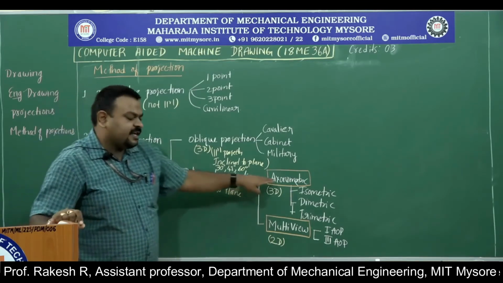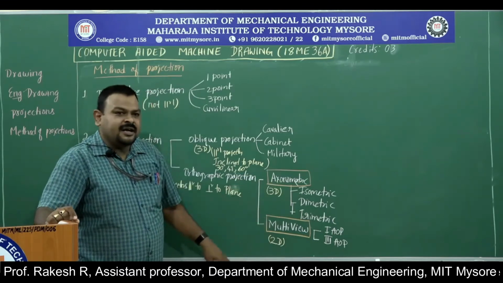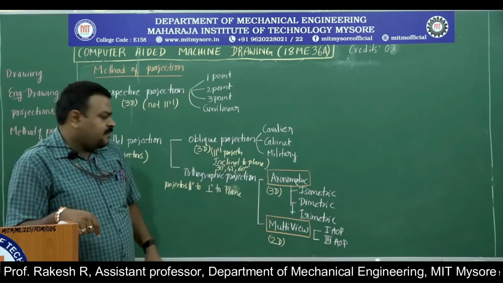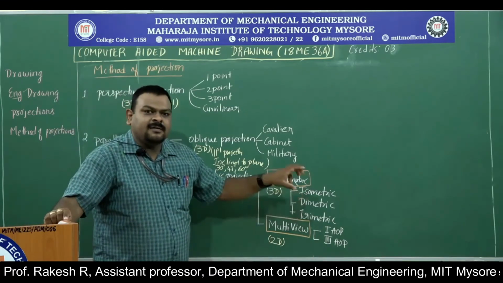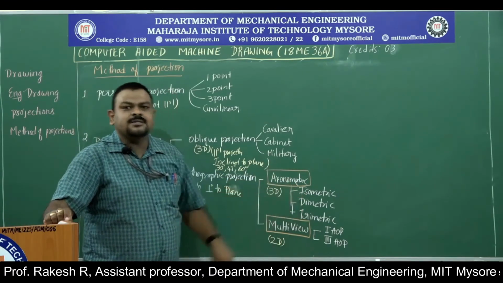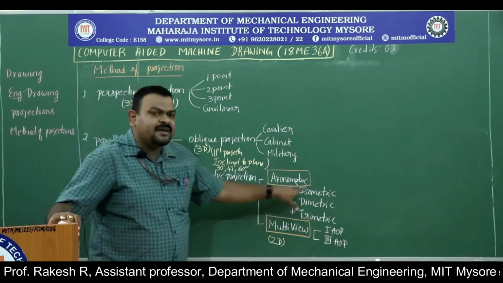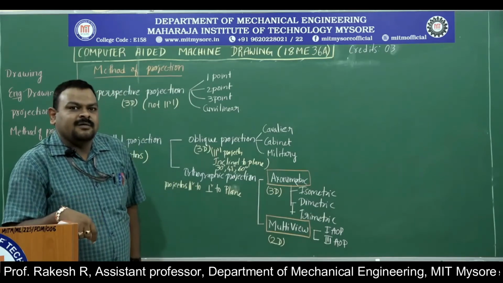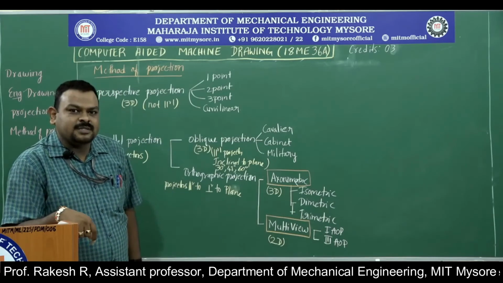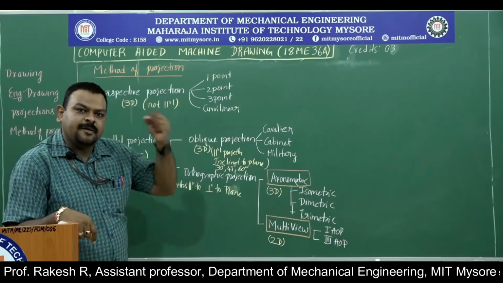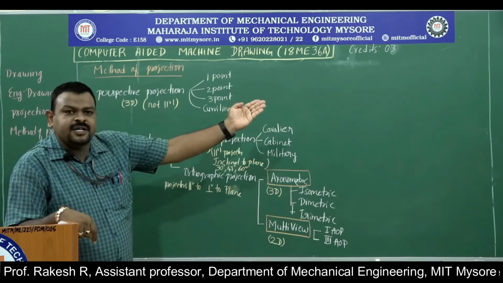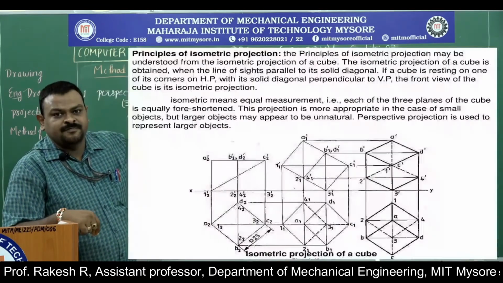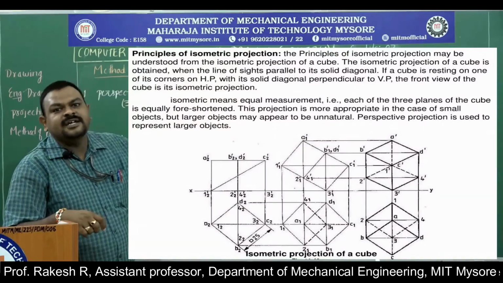In orthographic projection, again axonometric is there. Axonometric projection is again based on some measurement. In axonometric projection, one of the familiar types is isometric projection. Iso means same, metric means measurement. If you place a cube resting on its HP on one of its corners and the solid diagonal is perpendicular to VP, the front view of the cube is the isometric projection. All the angles are 120 degrees to each other.